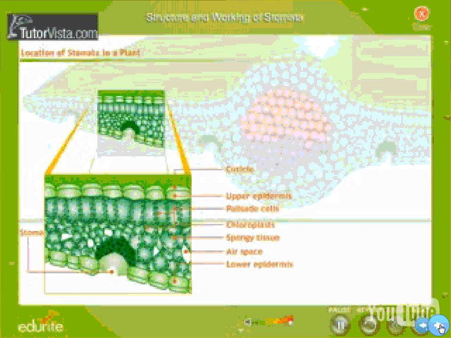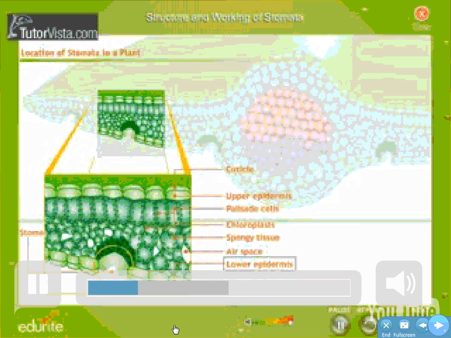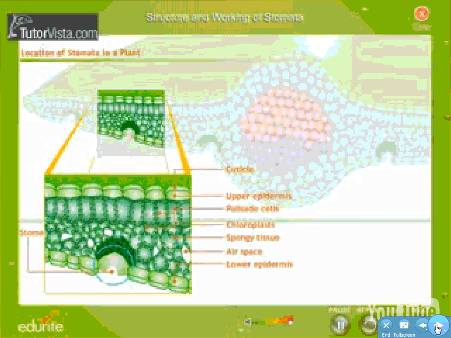The outermost layer is the waxy cuticle. Under the upper epidermal layer is a layer of palisade cells containing the chloroplasts. Beneath the palisade cells is the spongy tissue with air spaces. The stomata are located mainly in the lower epidermis. Stomata are nothing but minute pores in the lower epidermis of a leaf. Let us now observe a single stoma closely.